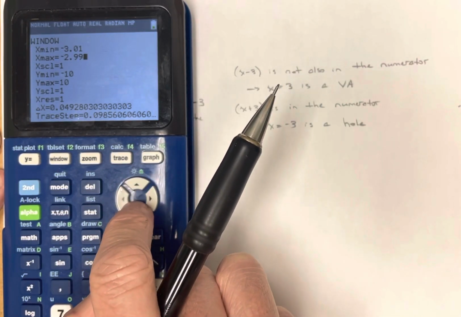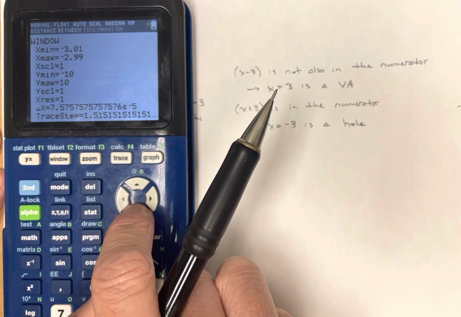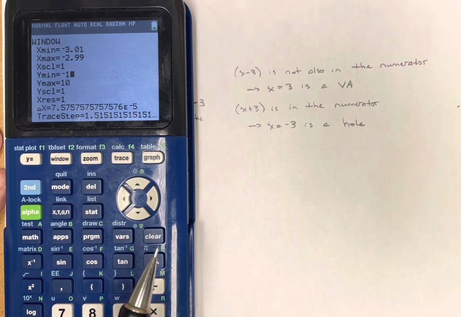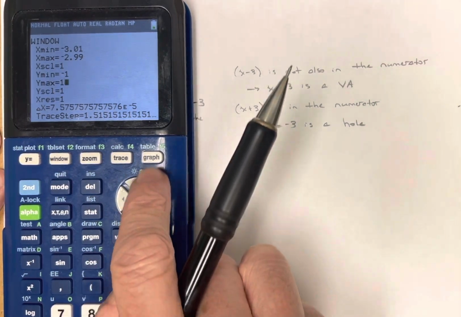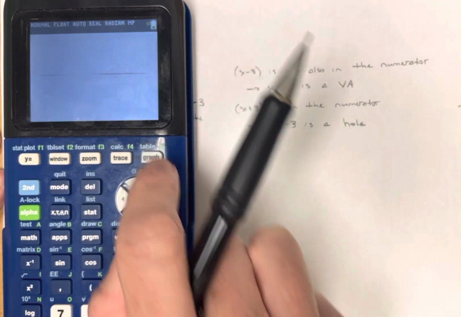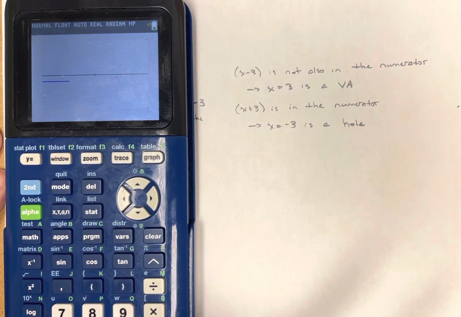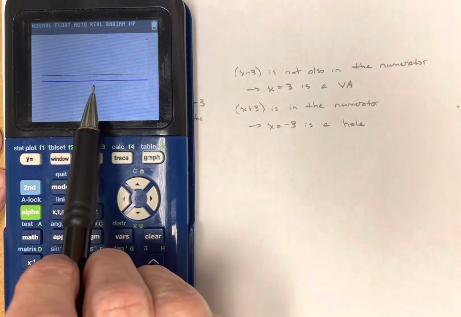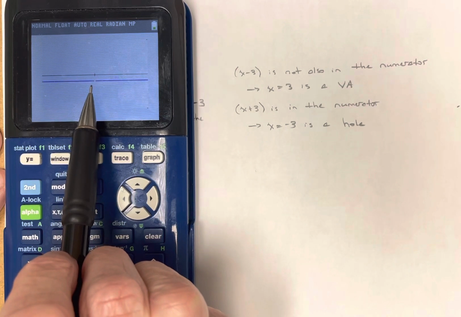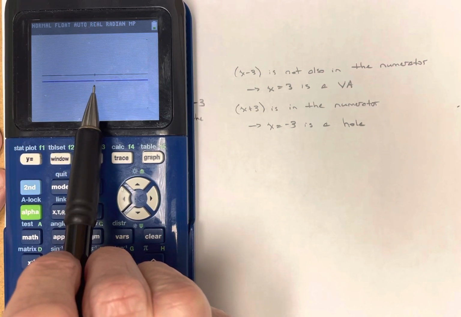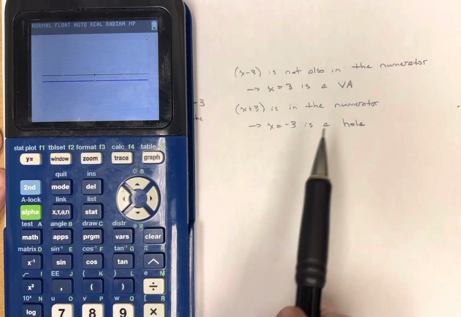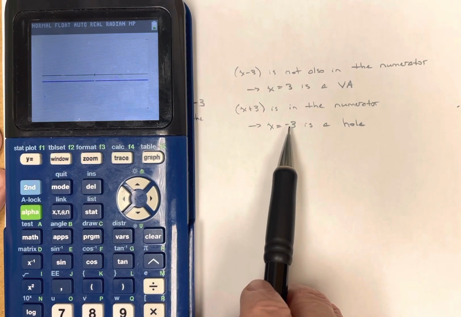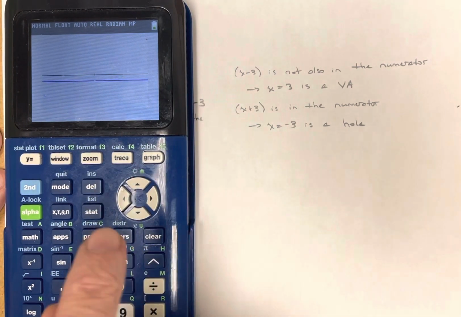I think I need to zoom in on my y a bit tighter too. I'll go from negative 1 to 1 on my y-axis. Let's see if that helps me. There's the graph. And blip, there's the hole right there. So I zoomed in so tight that you can see the hole right here in the graph. Okay, there's your hole at x equals negative 3. I had to zoom in super tight to see it.